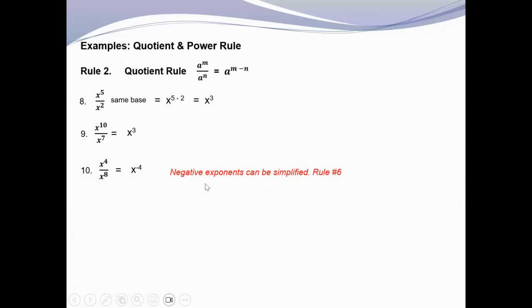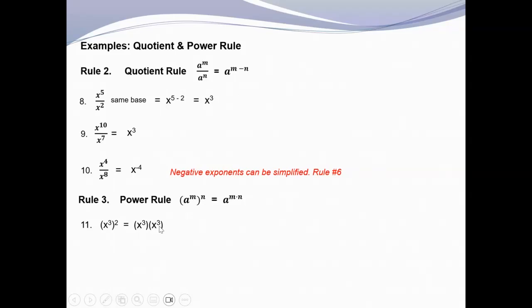Okay, there we go. Rule number 3. This is called the power rule. If you have base a to the power of m, everything raised to the n power, we multiply the powers. It'll be a to the m times n. Example, x cubed to the power of 2 will give us x to the 6th power.